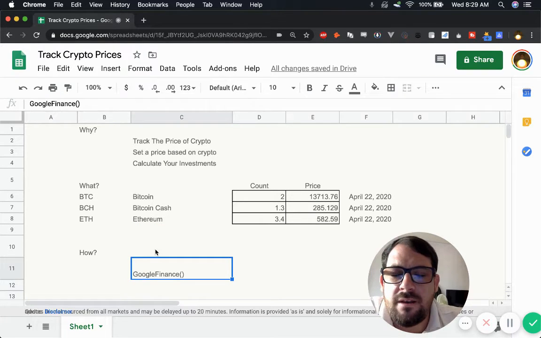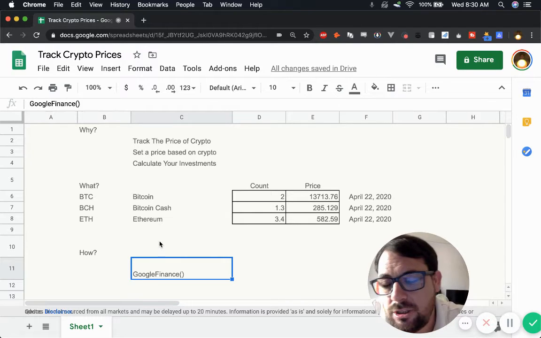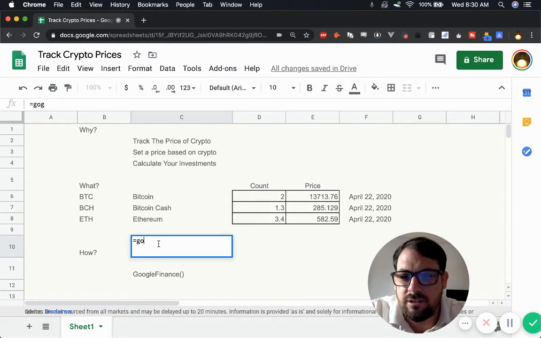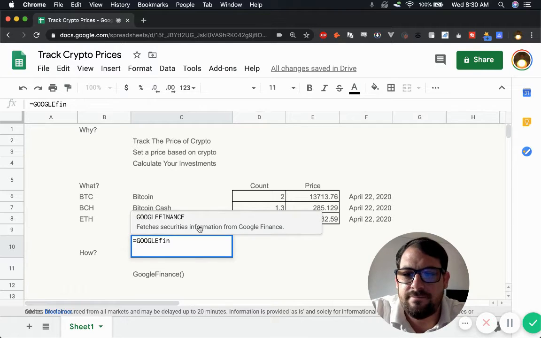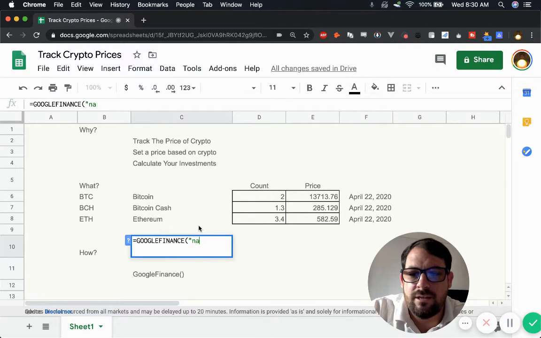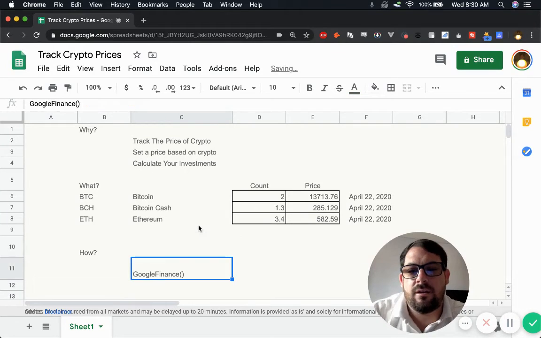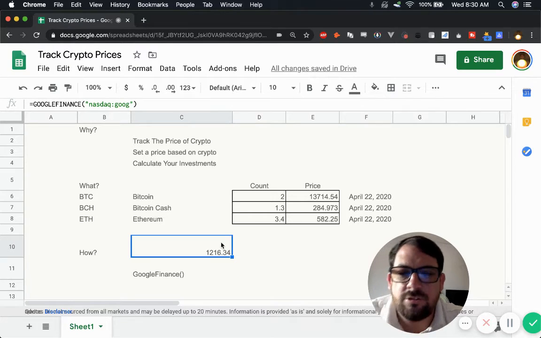Google Finance is usually meant for currencies, but you can also do stocks. So you can put NASDAQ colon GOOG, G-O-O-G, and find the price of Google. Actually, we can do that right now. Google Finance, and we can do NASDAQ, where it's traded, colon GOOG. And now we can find out what the price of Google is. 1,216 today, on April 22nd, 2020.